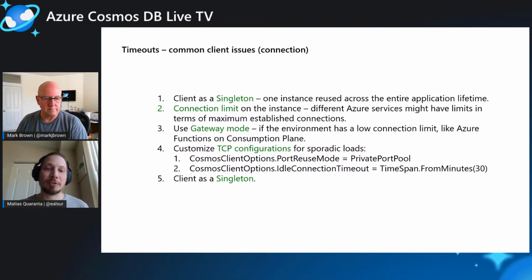The other point is, like I mentioned, different instances have different connection limits. Some Azure services have limits that others do not. There are some environments like Azure Functions on consumption mode. This slide has a typo. It's not consumption plan, it's actually consumption mode. The number of connections might be rather small. So in those cases, maybe it's better suited to use gateway mode. But this is after you rule out that you are obviously on a singleton and that you are exceeding the connection limit, and that is expected.